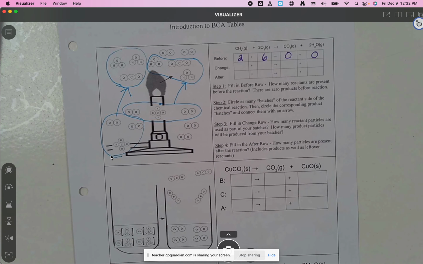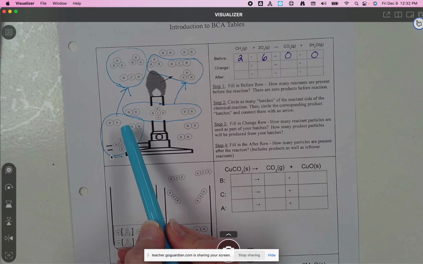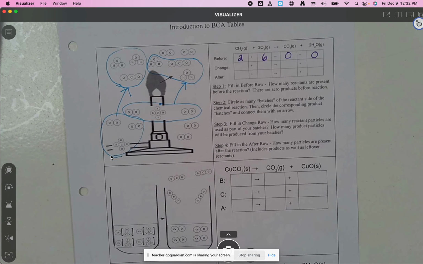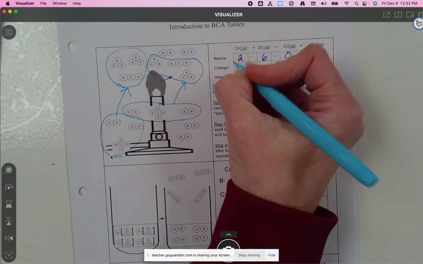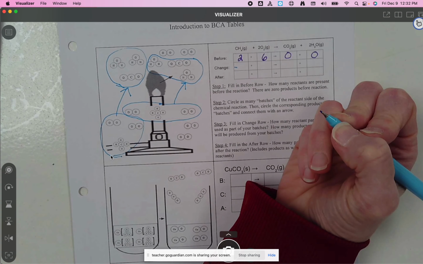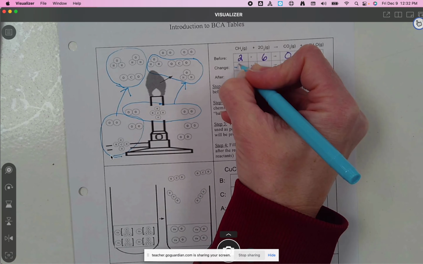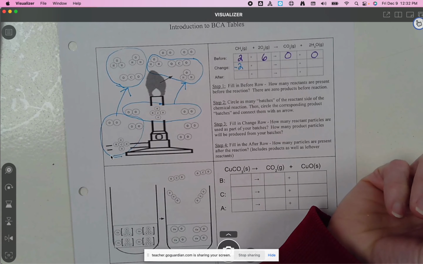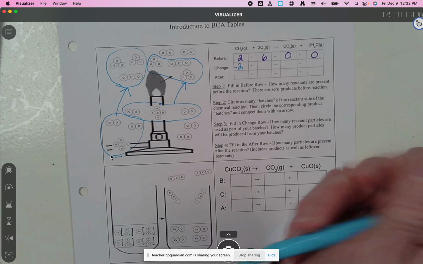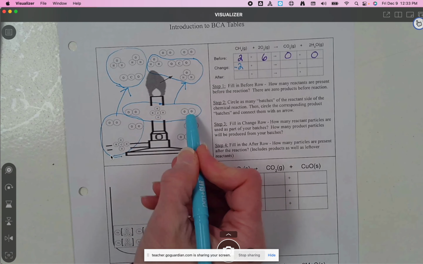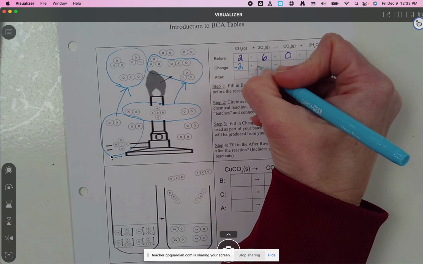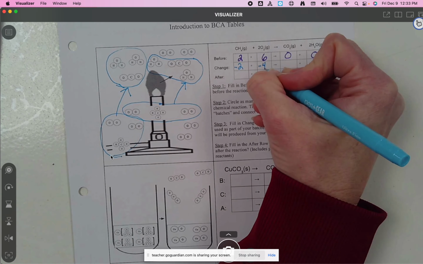Then I fill in the change row. The change row is how much you spent and how much you got. Everything that you lassoed up in the reactants part is what you spent. 1, 2. I spent, okay, negative, just like when you're using your checkbook. I spent 2 of the methanes. I also spent 1, 2, 3, 4 oxygens. So I spent 4 oxygens.